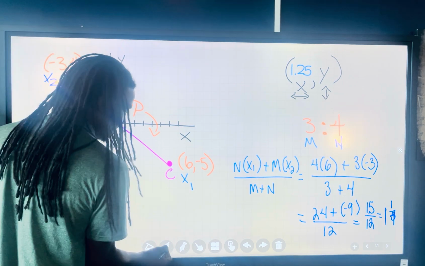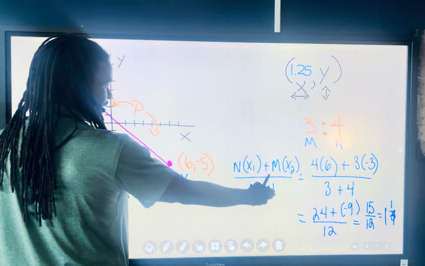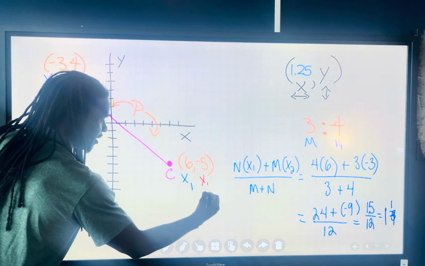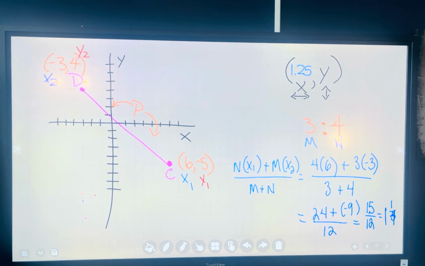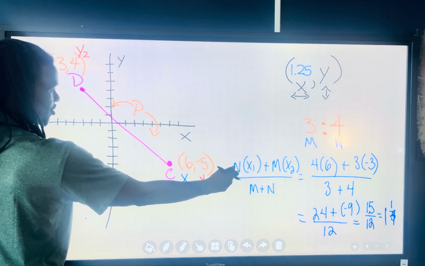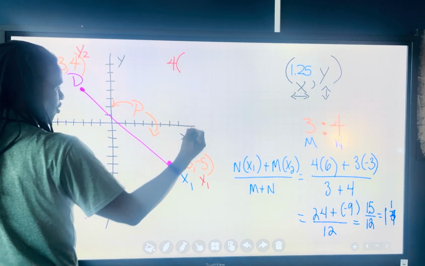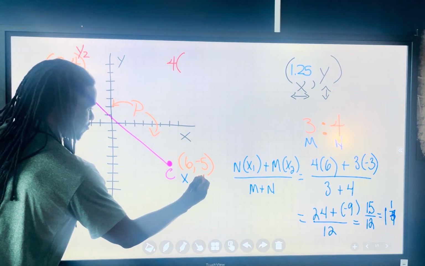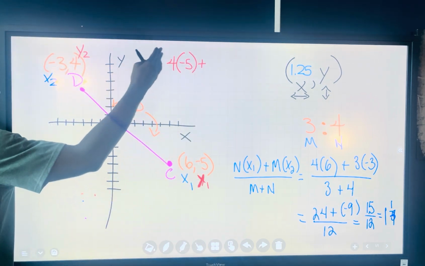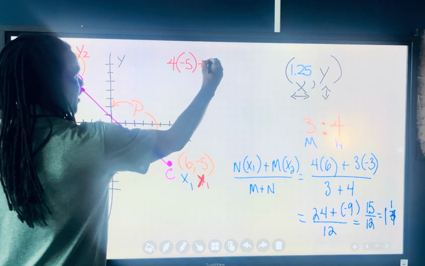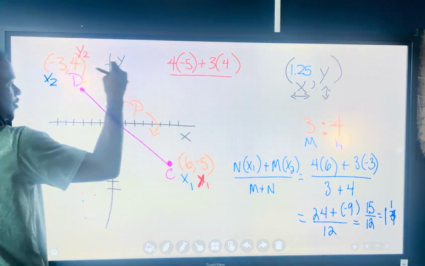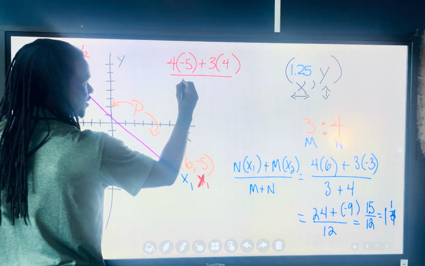Now we got to find the Y value. So it's the same thing that you apply here, except now you're going to be using, remember, if this is X1, this one got to be Y1, this one has to be Y2. So now set up the formula for the Y value. You still use your regular N and M. So you should have 4 times, what's Y1? -5. Good, Jules. Plus my M value 3 times Y2, 4. All over, remember you just add those two, 3 and 4 together.